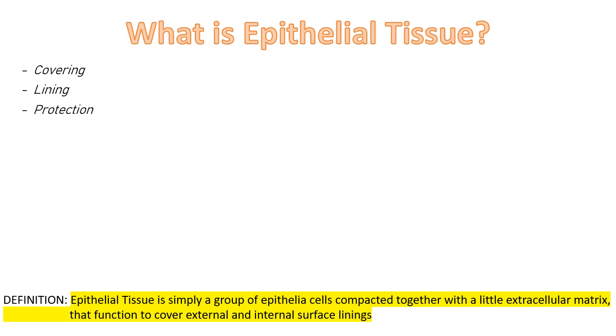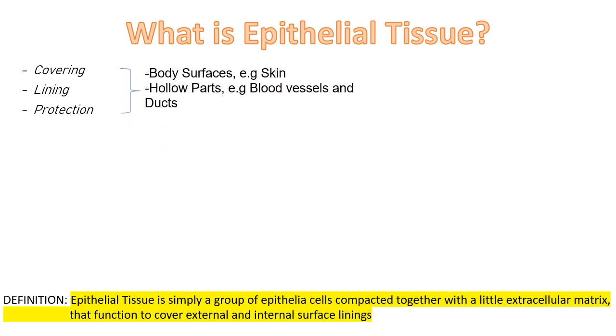So when you think of these three functions of epithelial tissue, think of covering body surfaces. For example, our skin. The top layer of our skin, which is the epidermis, is actually made up of epithelial cells. So that's epithelial tissue. Then think of hollow parts such as blood vessels and ducts. So our blood vessels and ducts are actually made up of what? Epithelial tissue. And protection, as we know that our skin protects us, it acts as a waterproof, right?